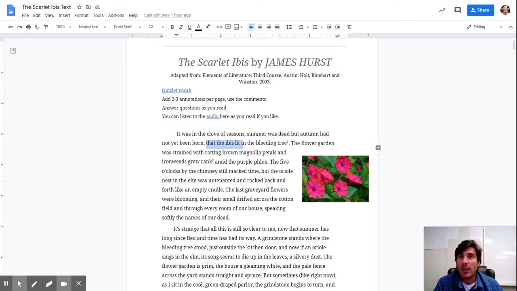So if you look at the sentence this way, it was in the clove of seasons that the ibis bird landed in the tree. So the time frame that we are looking at starts with it. The most important idea here is happening during this time period when the bird came. Okay?